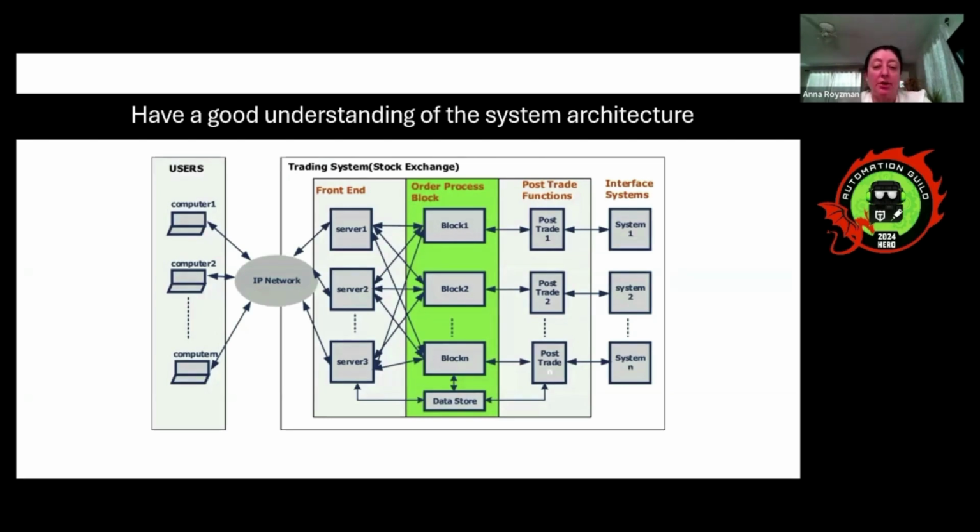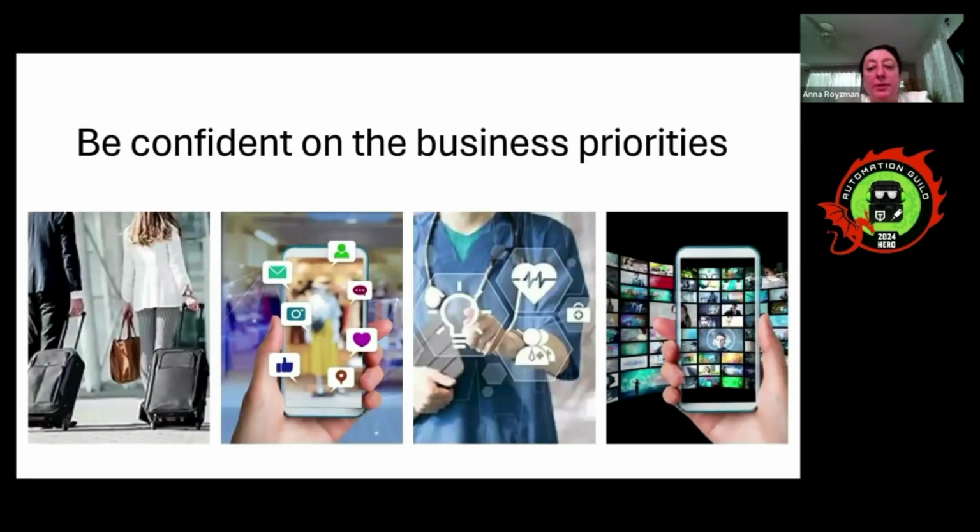This diagram has to be in front of you when you're making decisions on test automation. You have to be confident on the business priorities. I put here 4 different businesses. One is a travel business, another is a social media business, the third one is a medical business, and the fourth is the entertainment business. What would be the priorities for each?